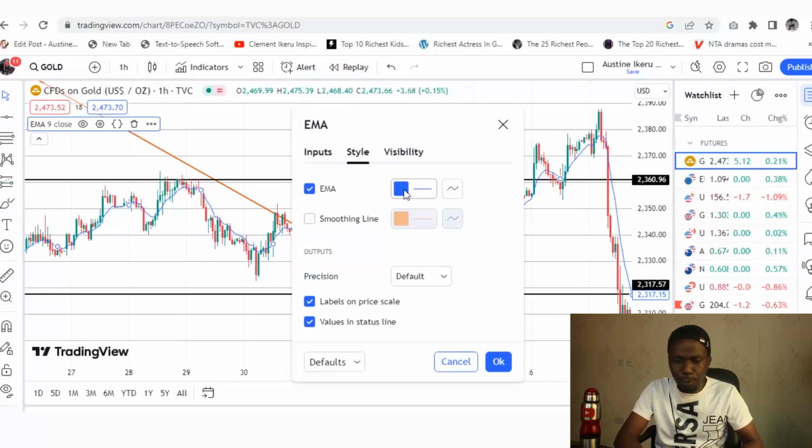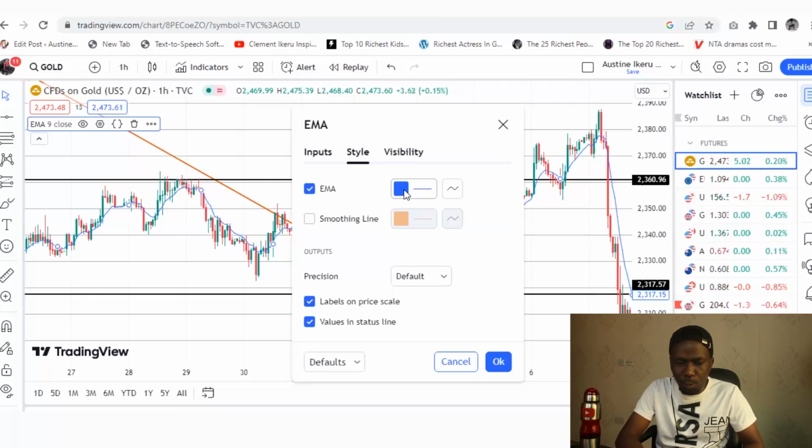But moving average is dynamic. It follows the price wherever the price is going. So with the moving average, you don't have to do anything. What you have to do is just to watch the price. Each time price comes to the moving average, you take action, right? So you have to customize your moving average so that it fits the chart, right?